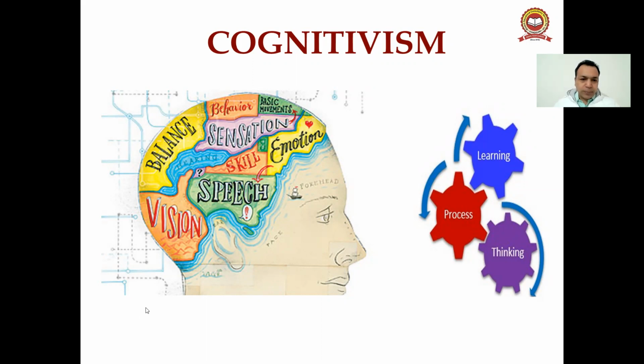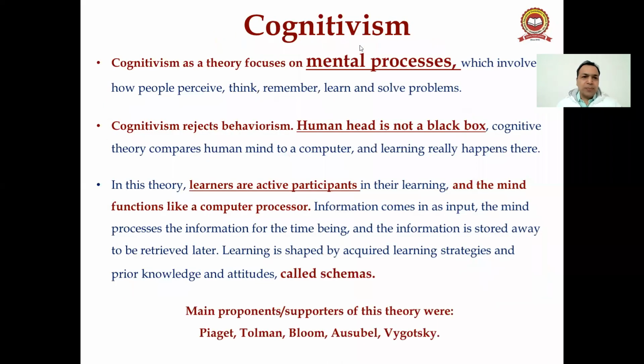Just see the picture. Sensations, emotions, skills, speech, balancing, all these elements are in the mind. It is in our mind. And sometimes our mood varies, so it also reflects on the learning. Okay, sometimes our mood is good, we learn immediately. Sometimes the mood is not good, so we don't learn things well. So all the activities of the mind affect the learning, right guys? So what is cognitivism?